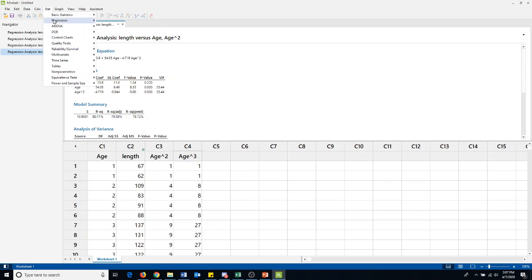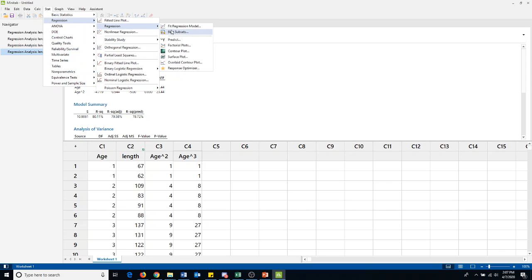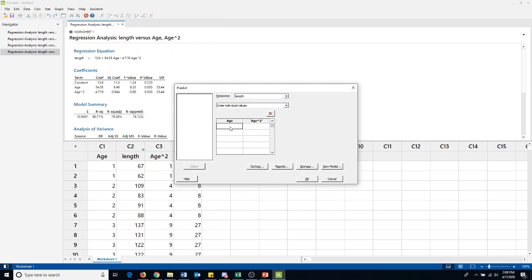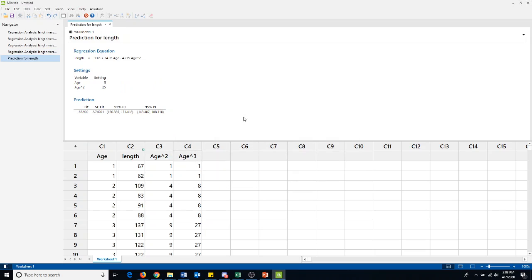And then I'm going to use the prediction part. And I'm going to say age is 5. And I think you could figure out that for a 5-year-old fish, age squared will be 25. If I go ahead and do that, I get a fit of about 165.9. I think that's in millimeters.